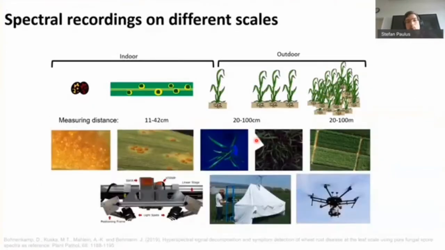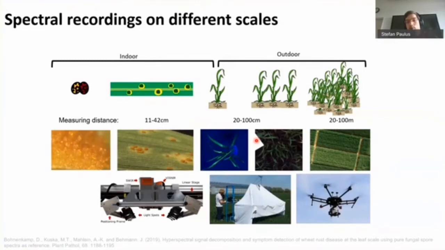So where do we measure? We measure indoor, of course, and outdoor. If we measure indoor, you mostly have a line stage with the camera and the light together, and then we measure from the cell to the single plant size. That means we measure, for example, disease symptoms, single leaves, or a single plant. If we go outside, we measure everything from the single plant to a smaller plot to the big field.